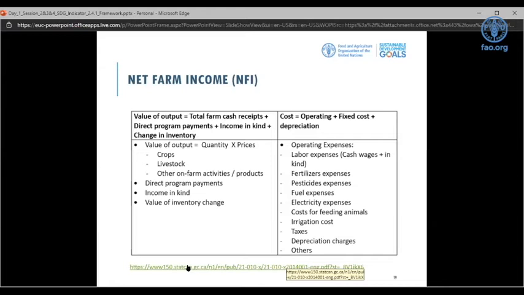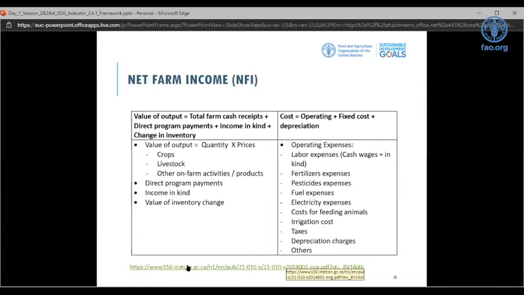Now, obviously for us to calculate the income, we need to subtract the cost of production from that revenue so that we are able to estimate the income of the farmer. For this, what we need is both operating expenses as well as fixed costs and depreciation.